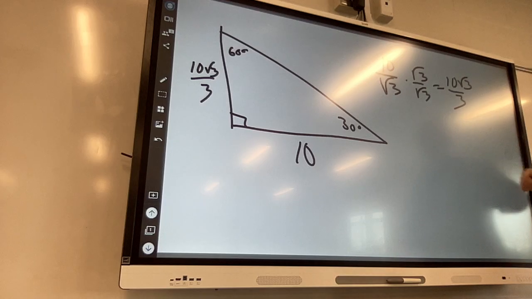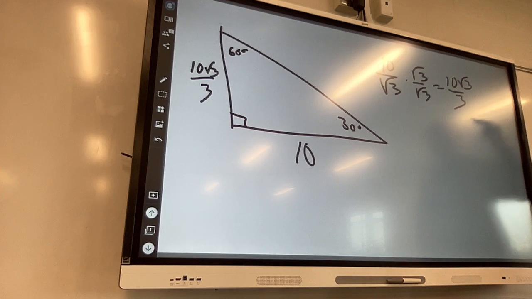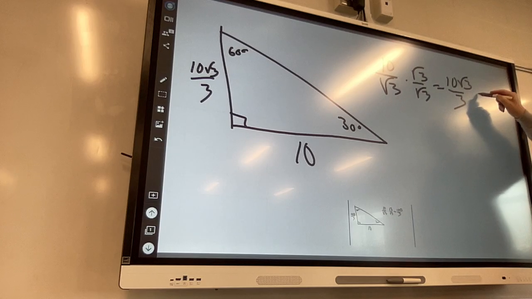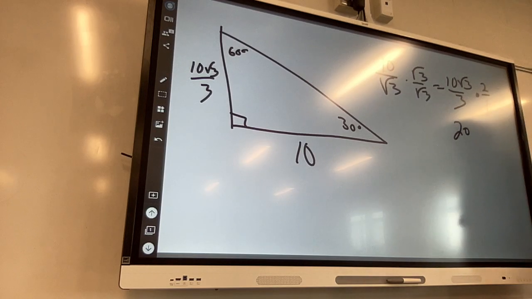And to get from short to hypotenuse, we double it. So we take it times 2 over 1. Can the regular 10 and regular 2 multiply? Does the root 3 just stay happily next to it? Does that 3 stay happily underneath it?